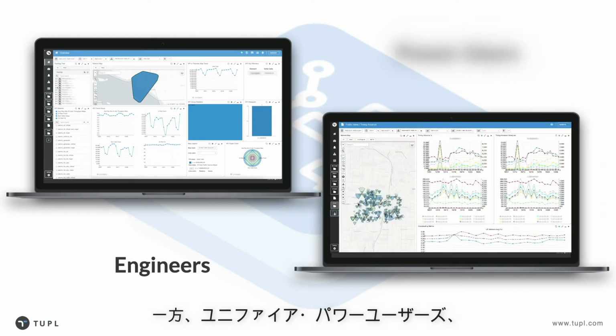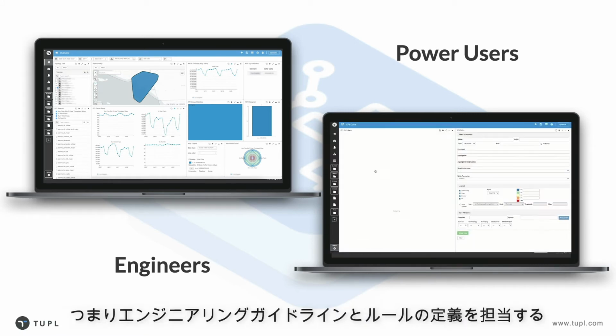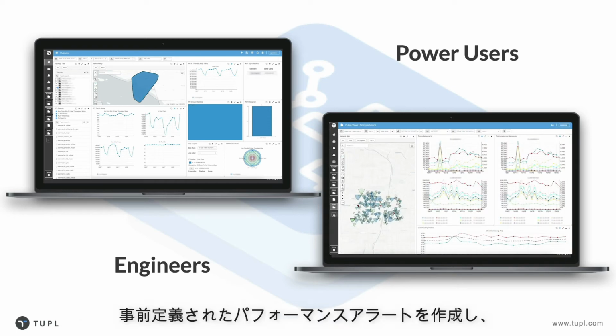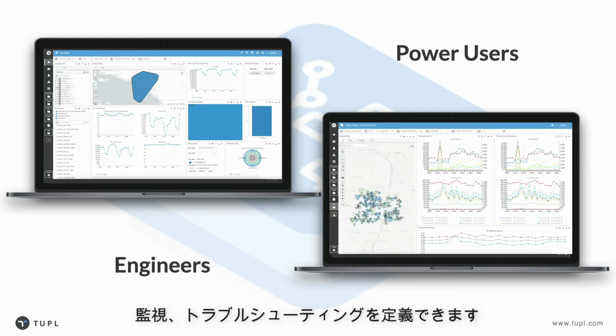On the other hand, Unifier power users, the network's domain experts responsible for defining engineering guidelines and rules, can easily manage the KPI definition, create predefined performance alerts, and define user-customized views for monitoring, troubleshooting, and issues research.